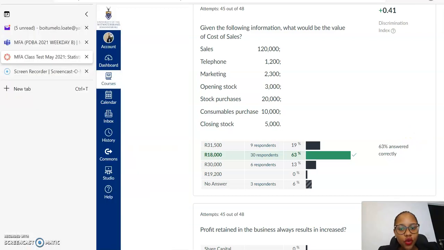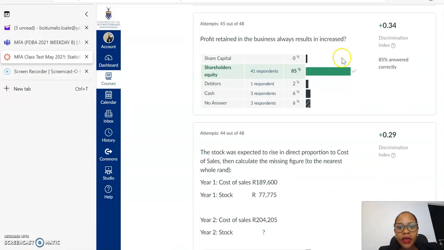Okay. Moving on to question 16. Profit retained in the business always results in increased shareholders' equity, share capital, debtors, cash, or no answer. Of course, your retained earnings, any profits go into retained earnings, and retained earnings forms part of your equity balance, which is your shareholders' equity. Remember, share capital is the number of shares that you're holding. It's got nothing to do with the actual shareholders' equity balance, but this also forms part of shareholders' equity. But your retained earnings also forms part of this balance.